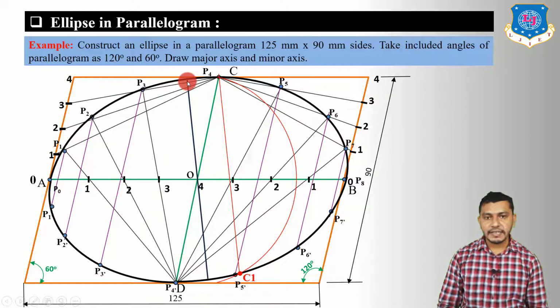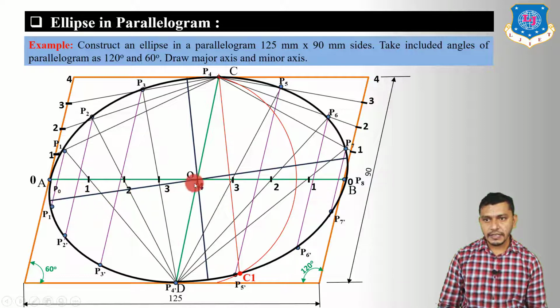In the previous question I have discussed that major axis and minor axis are perpendicular bisectors of each other. So now we have to draw a line perpendicular to this line. This will be our major axis, okay, sorry, minor axis. We have to draw a line perpendicular to the minor axis passing through point O. So draw a line perpendicular to the minor axis like this, passing through point O. So this will be our major axis.